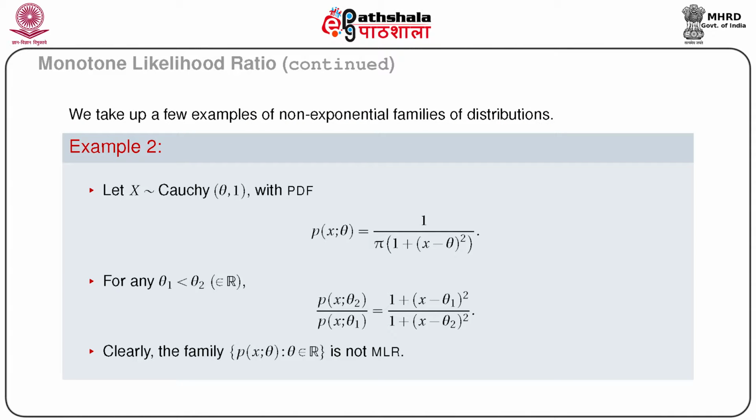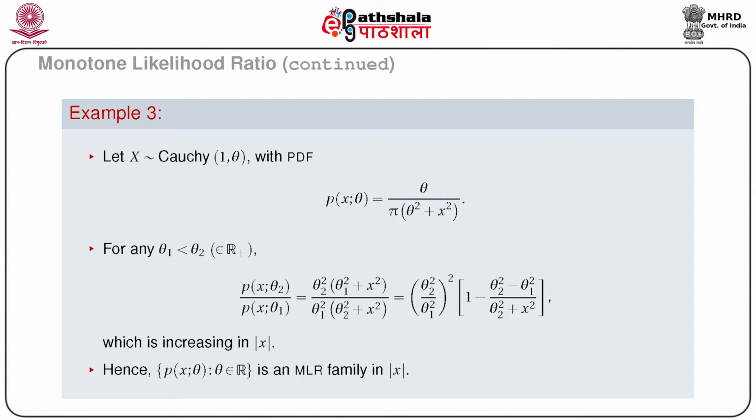Next we consider some distributions which do not belong to the exponential family. First we consider the Cauchy(θ,1) population. Here P(x;θ) = 1/(π(1+(x-θ)²)). For any θ2 > θ1, the ratio P(x;θ2)/P(x;θ1) equals (1+(x-θ1)²) divided by (1+(x-θ2)²). This is greater than 1 as x tends to θ2, it is less than 1 as x tends to θ1, and this ratio tends to 1 as x tends to ±infinity. Thus, the Cauchy(θ,1) distribution is not a member of the MLR family.